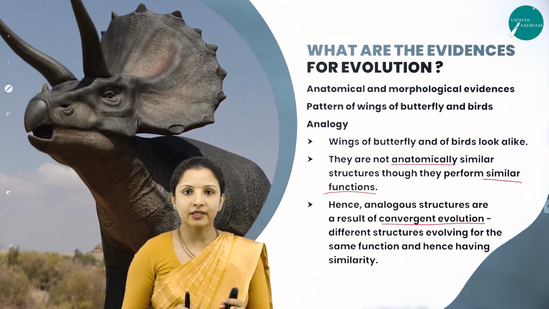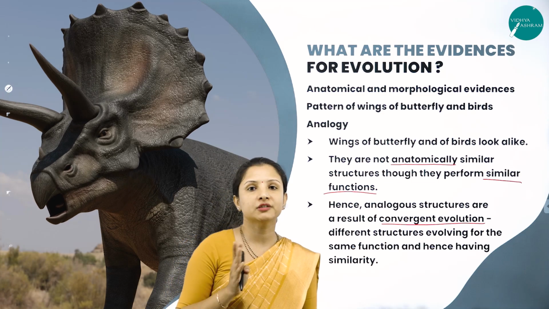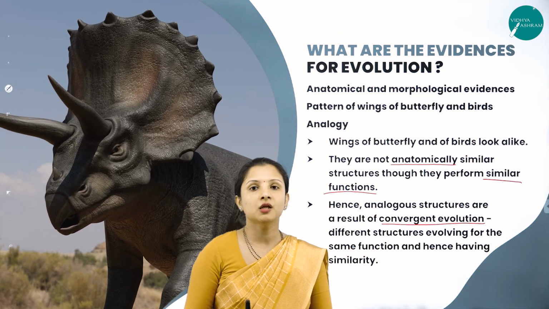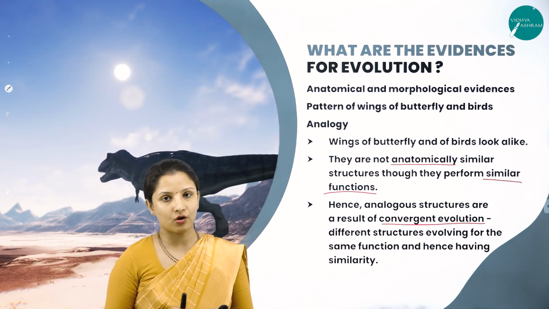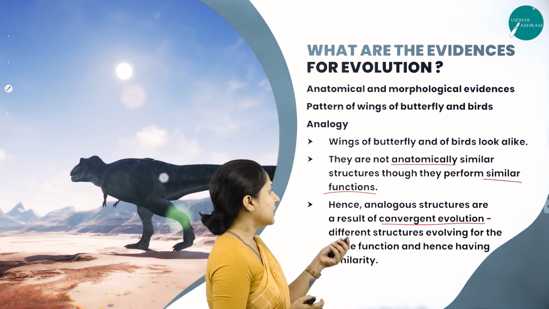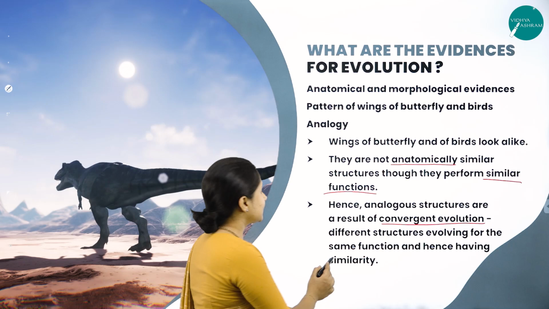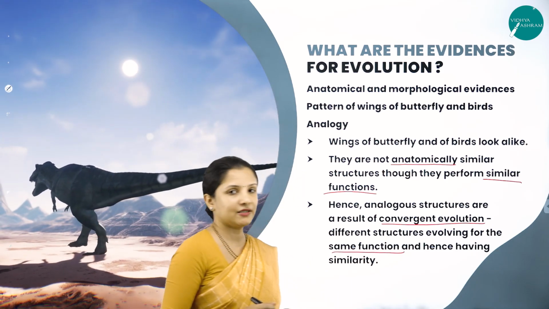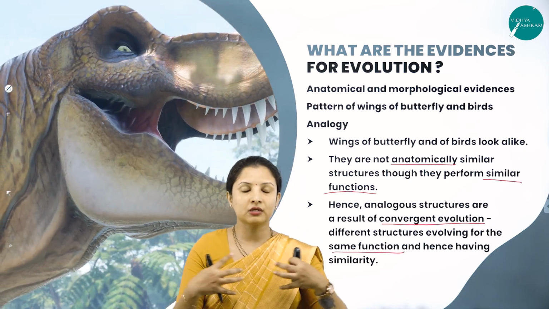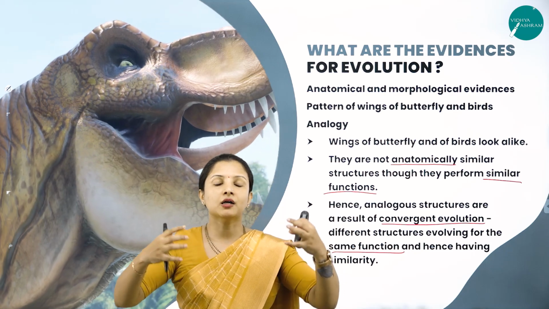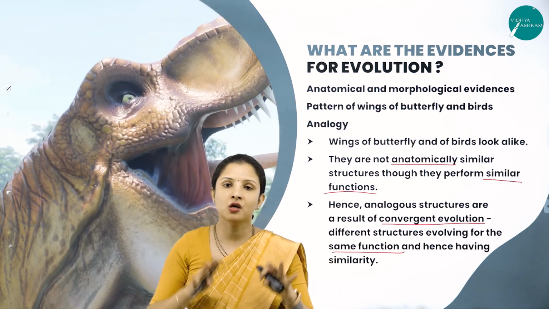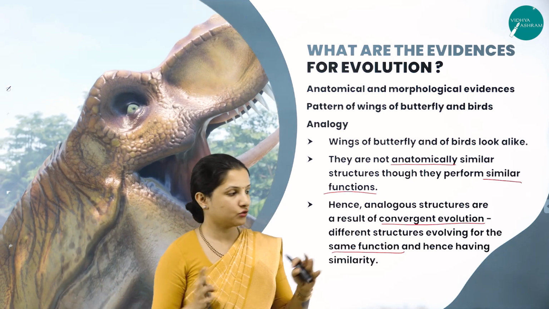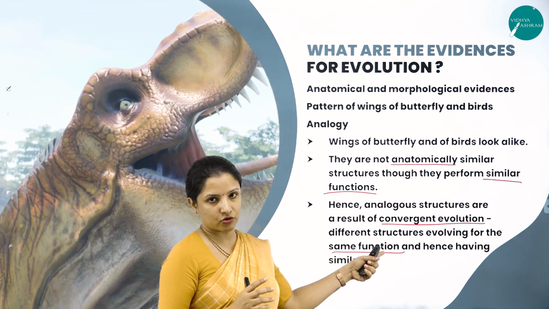So for divergent evolution, we can consider homologous organs as an example, and for convergent evolution, we shall consider analogous organs as an example, because different structures evolve for the same function and hence have similarity. They are converging. Different structures are coming together and performing the same function, though they are anatomically different. So it is a convergent evolution.